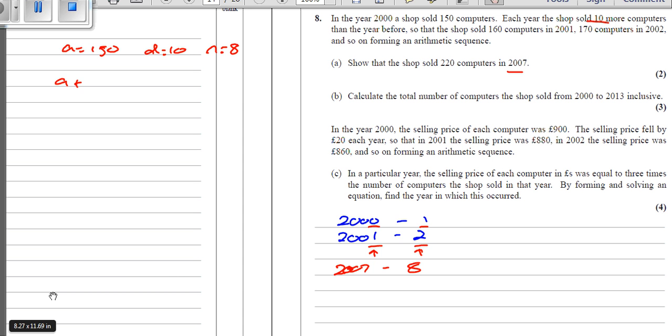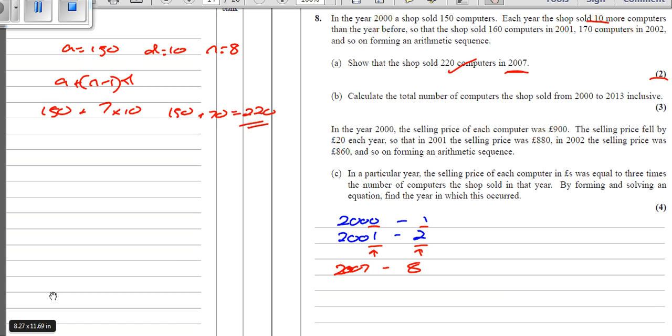So a plus n minus 1 times d. We're just looking for a term. We're looking for the term in 2007, so the 8th term. So we substitute our numbers into our equation. That's going to be 150 plus 8 minus 1, which is 7, times 10. So that's 150 plus 70, which equals 220. Good job, we got the first 2 marks.